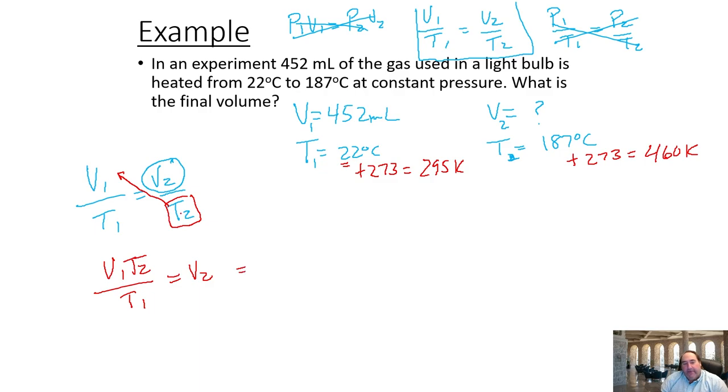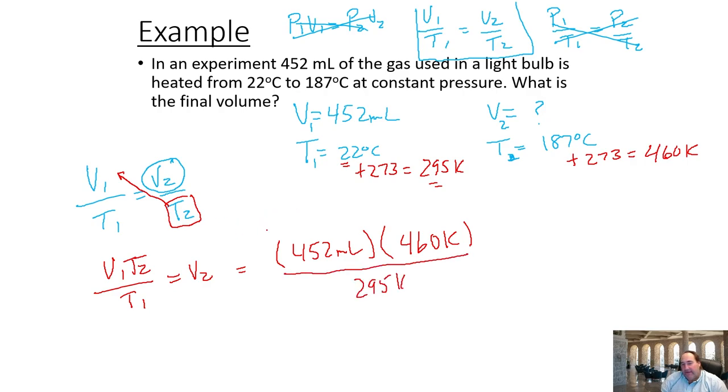All right, there are important things. We want to make sure we get the right numbers in the right location. So V1 is 452 milliliters. Remember, we actually need T2 up on top, and this is what I was talking about earlier. Very common, sometimes people put the wrong temperature in the wrong spot. And T1 on the bottom here, which would be 295 Kelvin. And that means the Kelvins here are going to cancel. That's going to leave me milliliters, which is good because that is a volume.